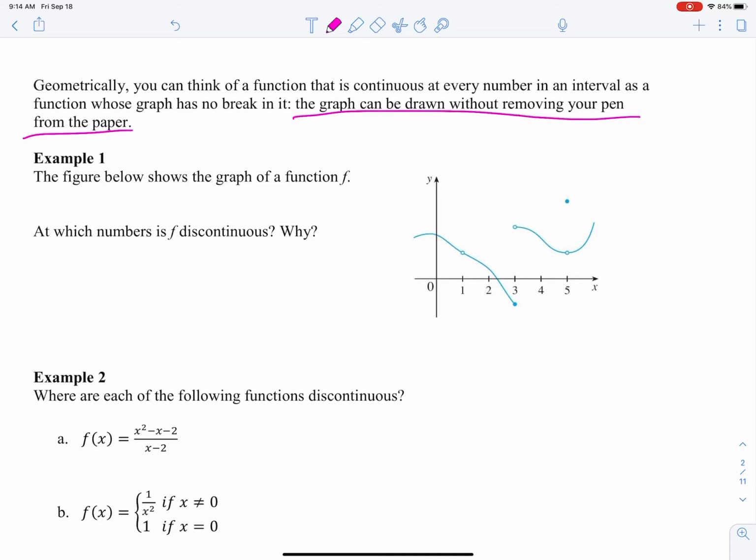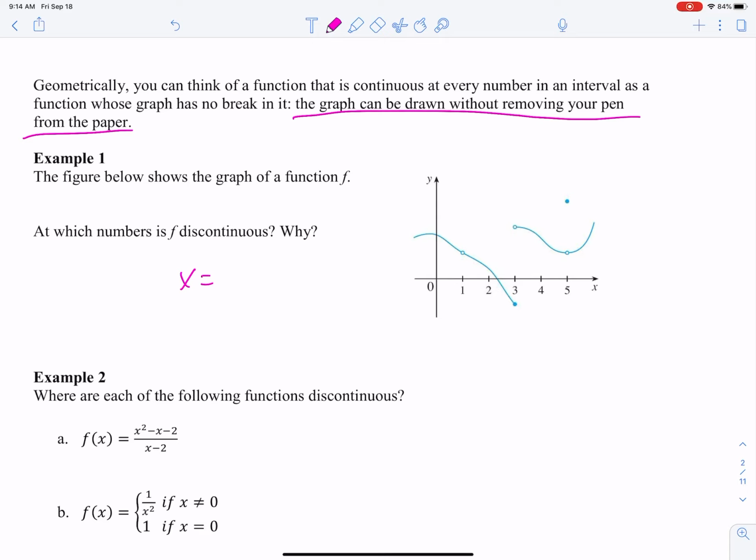Let's see. The figure below shows the graph of a function f. So this whole thing, all this blue, is the function. All right. At which numbers is f discontinuous? When they ask you that, at which numbers is f discontinuous, they're asking for x values.